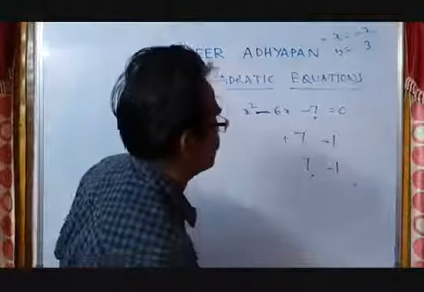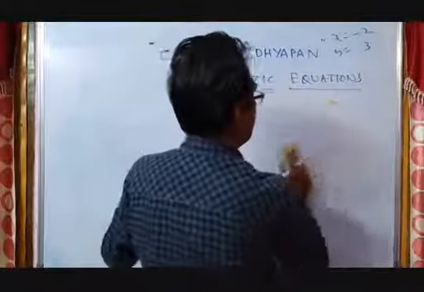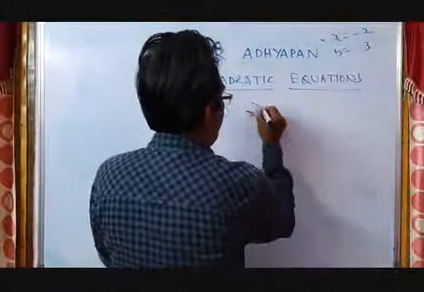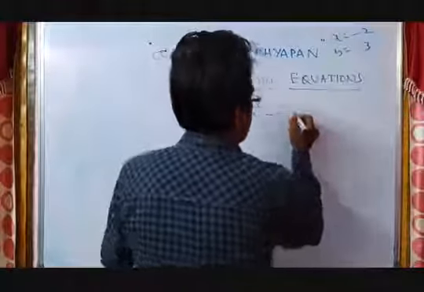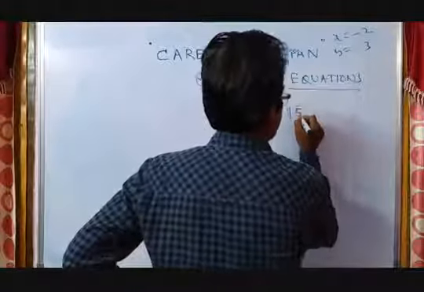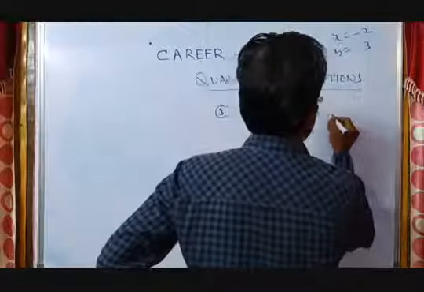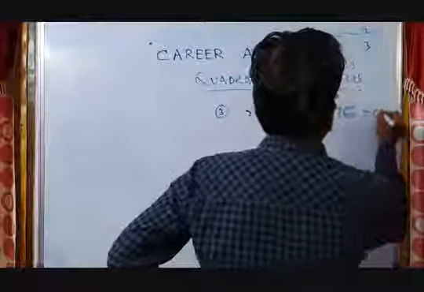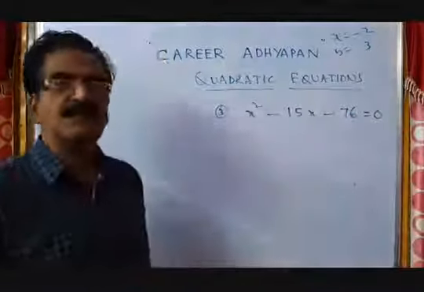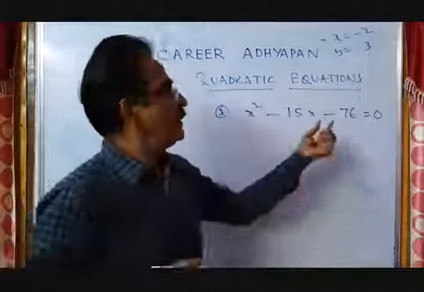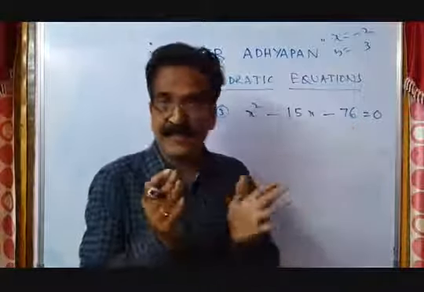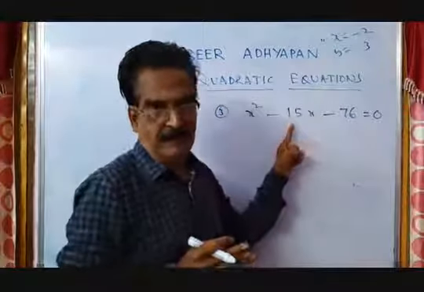Let us consider one more example. X square minus 15x minus 76 is equal to 0. What are the roots of this equation? Here the product must be 76. The difference must be 15.